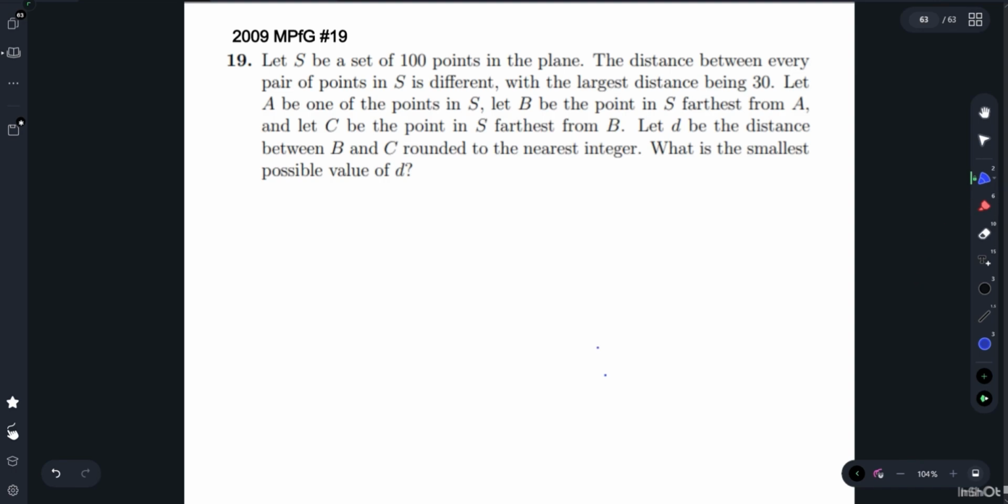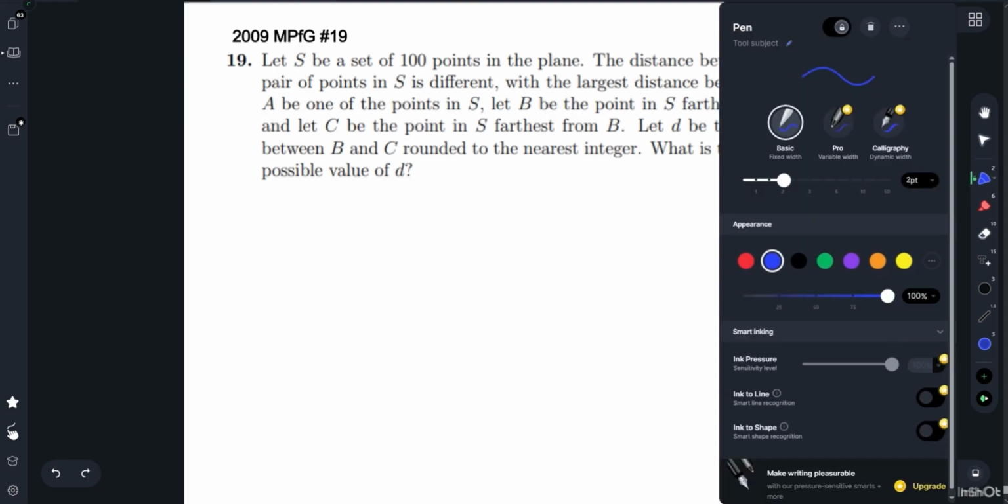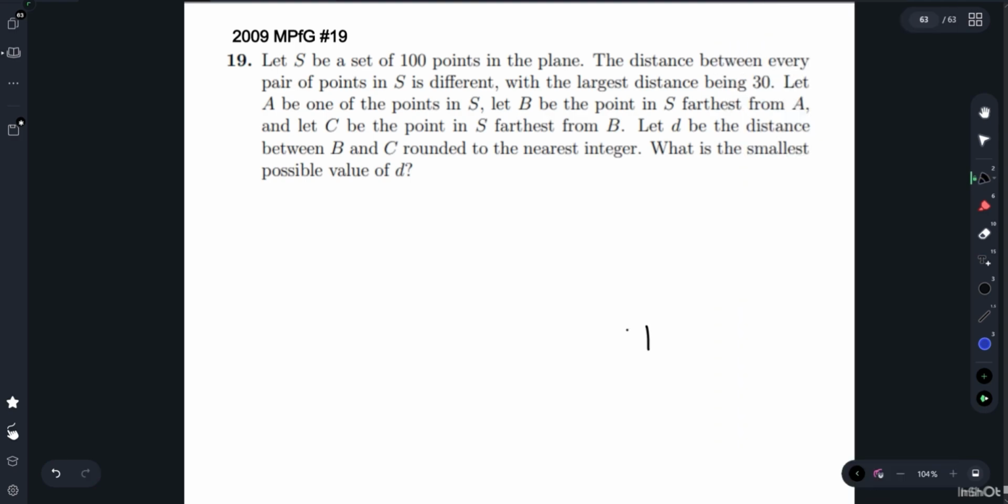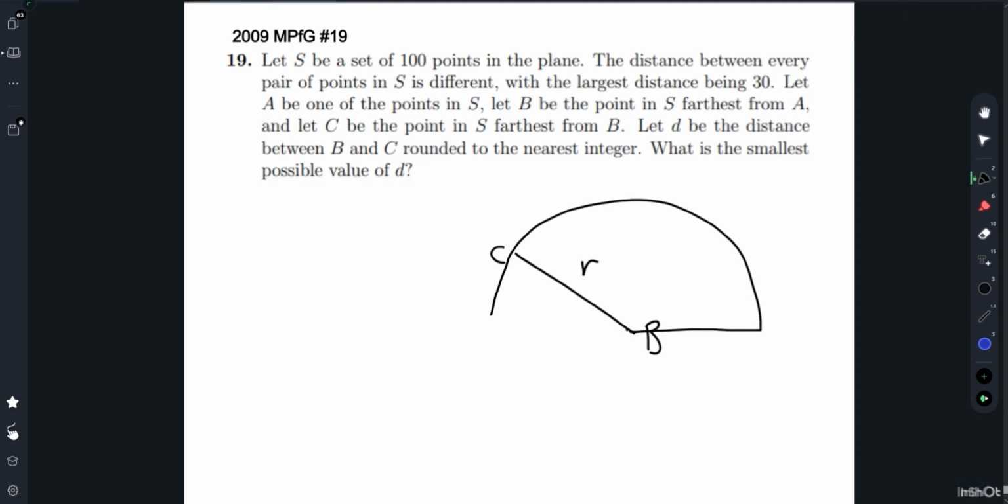So let's say B is right here, and so that means that C is distance r away for example, and so that means that C can be any point on the circle with radius r centered at B. And so let's say there's another point A, and A is not the farthest point of B, so it can't be directly on the circle.